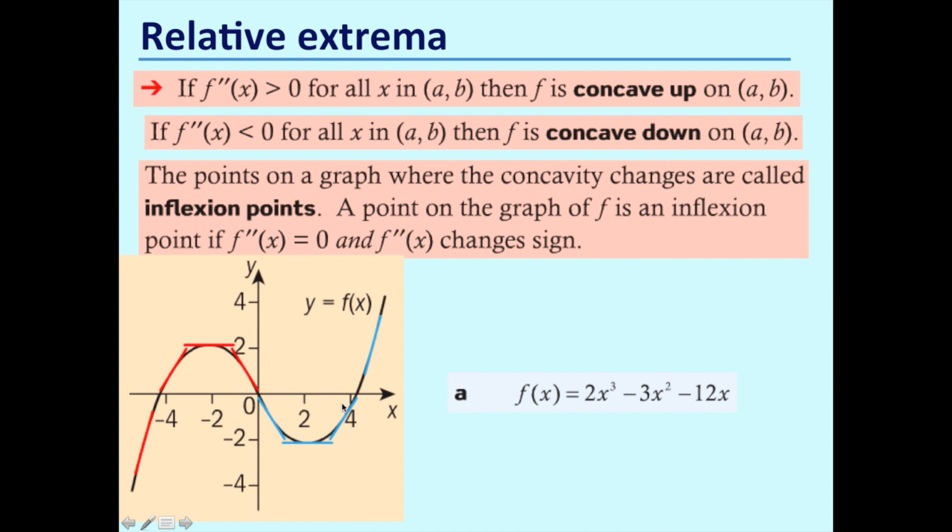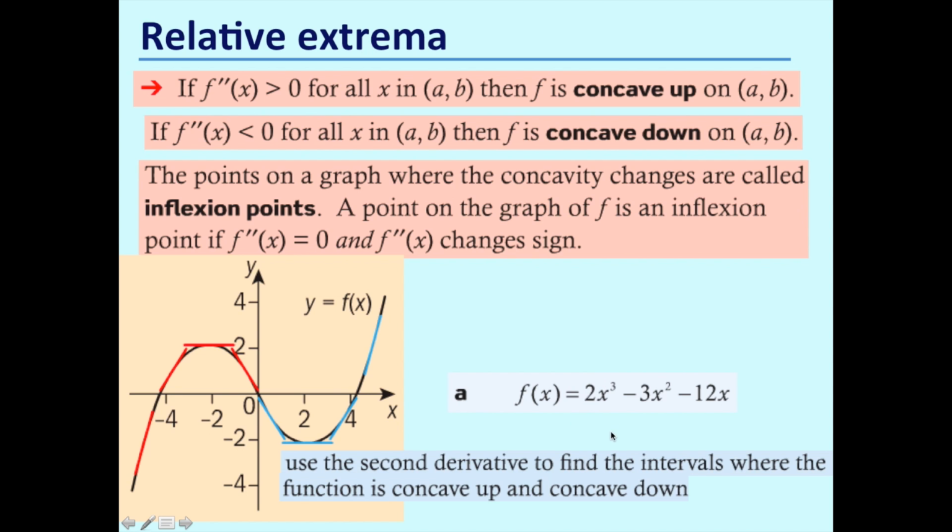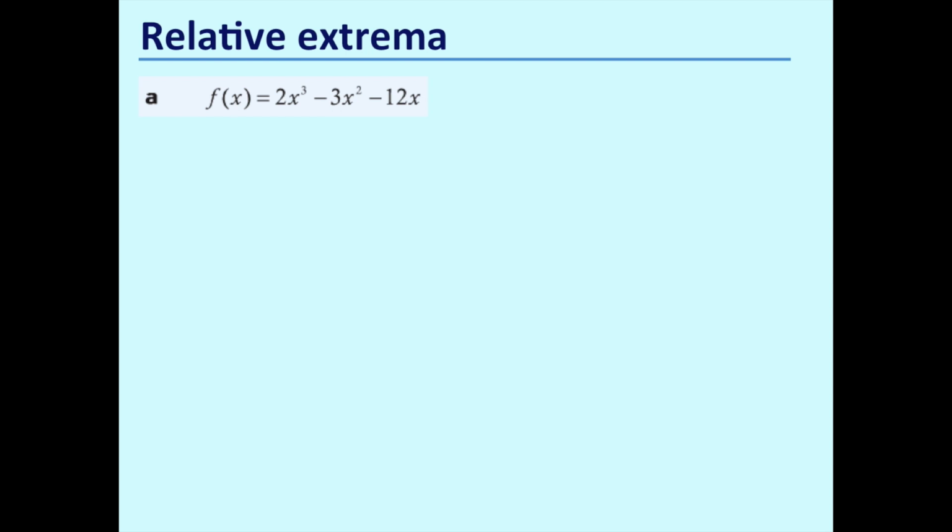So let's have a look at using the second derivative to find the intervals where the function is concave up and concave down, and then use this to find the inflection points. In the first instance, the first derivative is going to give us 6x squared minus 6x minus 12. The second order derivative, if we differentiate that, will give us 12x minus 6.